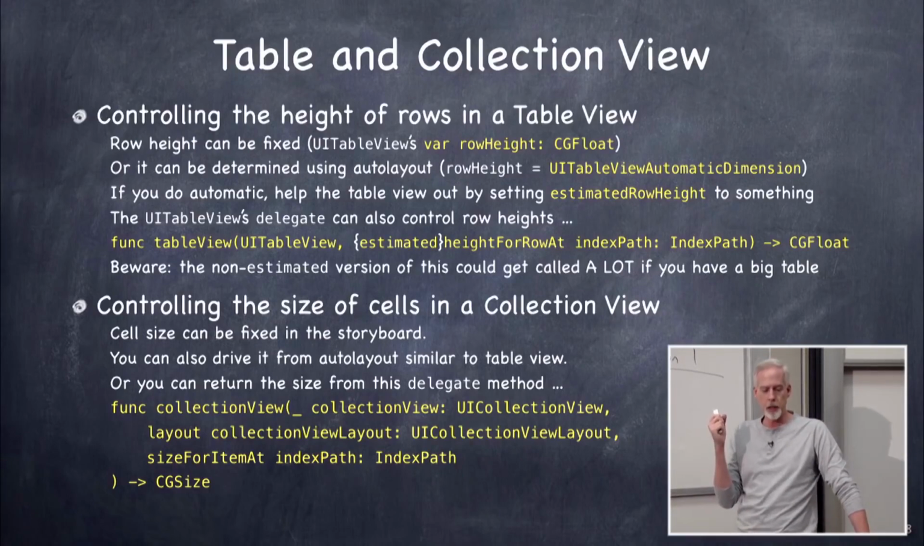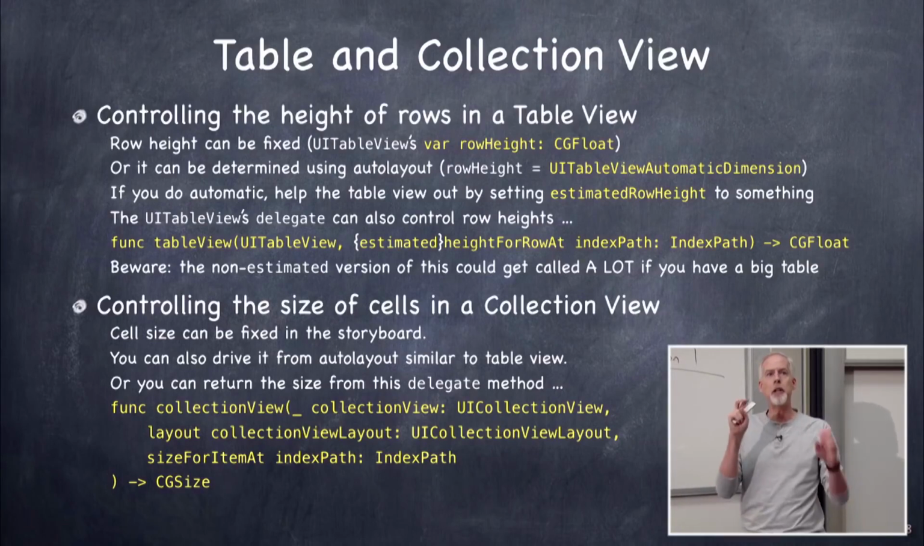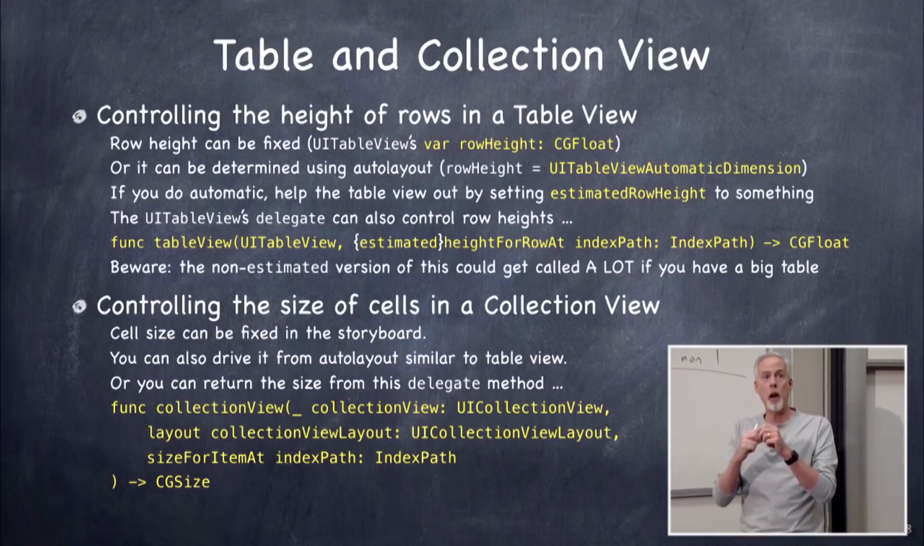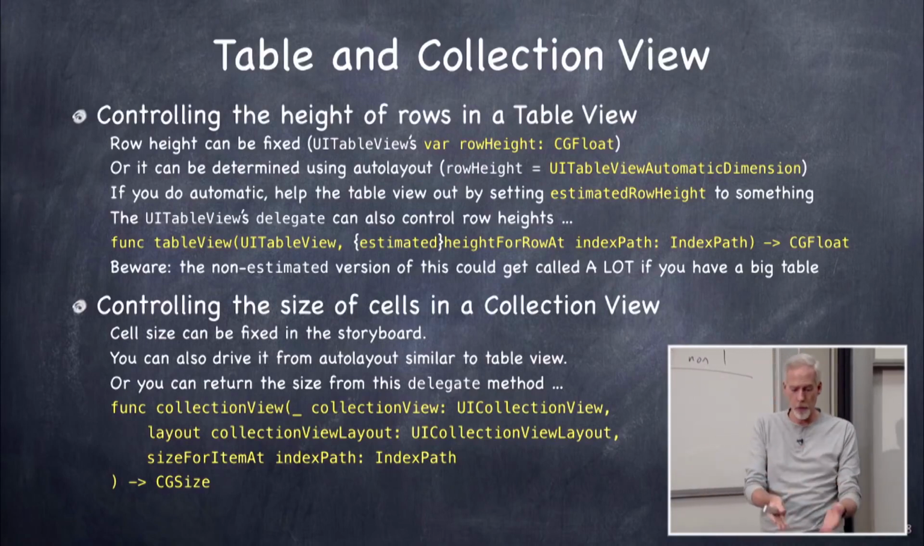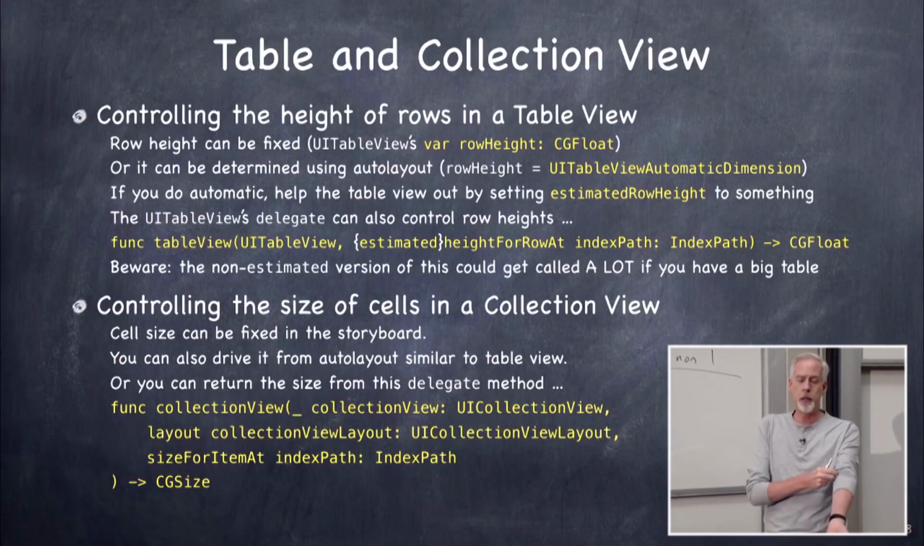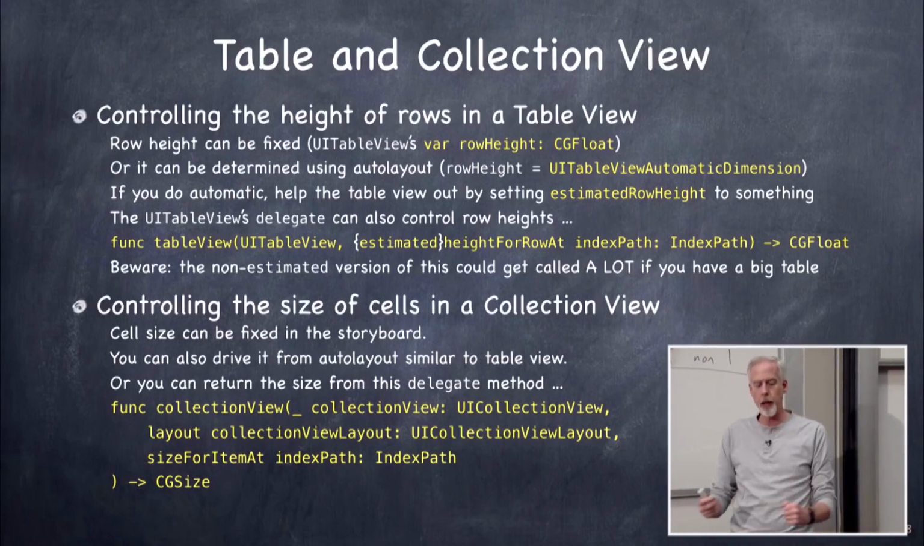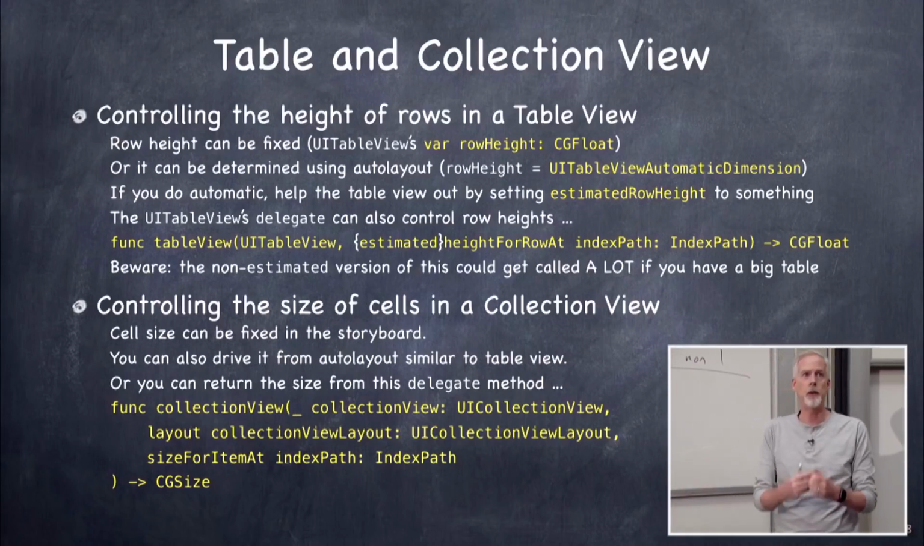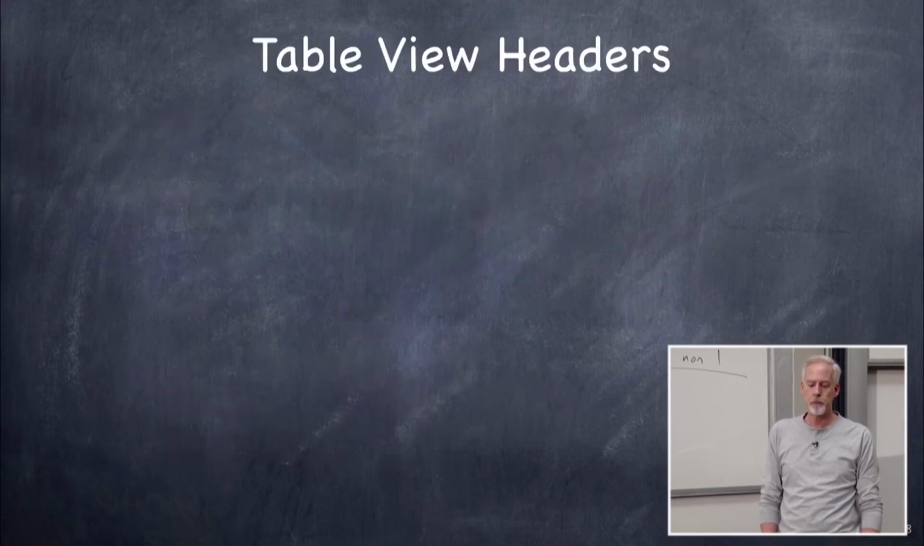Besides size for item at is layout, collection view layout right there. That's the magic thing that's doing the flow layout by default. But if you provide a collection view layout, you can do other kinds of layouts. But for your purposes in this class, at least at the beginning, that's always going to be a UICollectionViewFlowLayout, okay, which does the flowing. That's why there's that extra argument here for that one.